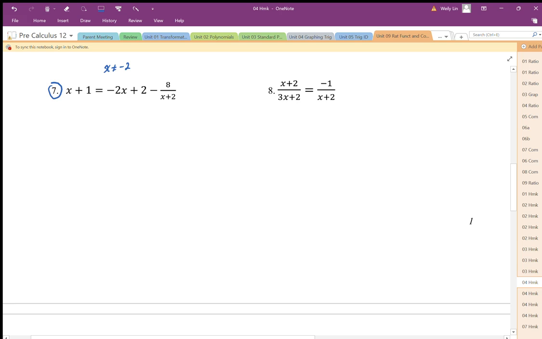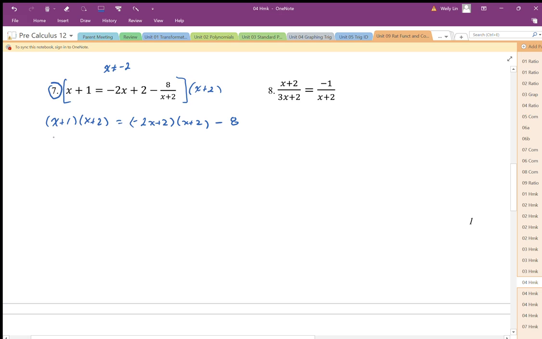Now once we've established that restriction, we just have to really make sure we check that when we solve this equation. So once I've established my restriction, I'm going to get rid of that divide by x plus 2 by multiplying the whole equation by x plus 2. So I end up with x plus 1 times x plus 2. On the left hand side, I end up with -2x plus 2 multiplied by x plus 2, and then minus 8 when we get rid of that divide by x plus 2 with the times by x plus 2.